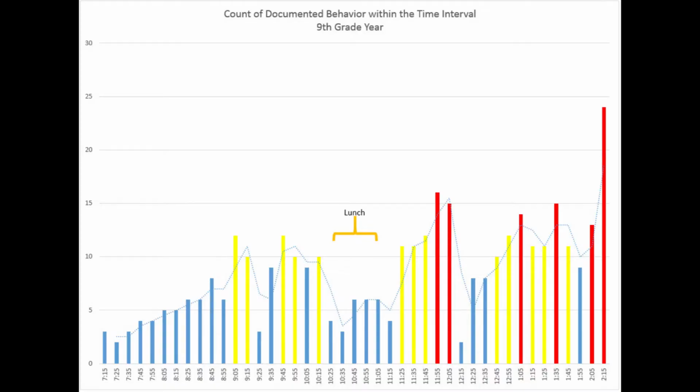This next chart shows the same information, but broken down by the time of day, to see if there was a time of the day where Dylan was more likely to manifest the negative behaviors: early in the morning, during lunch, or towards the end of the school day. And as you can see from this chart, again for the 9th grade year, the behaviors tended to manifest themselves more likely after lunch and at the very end of the school day.